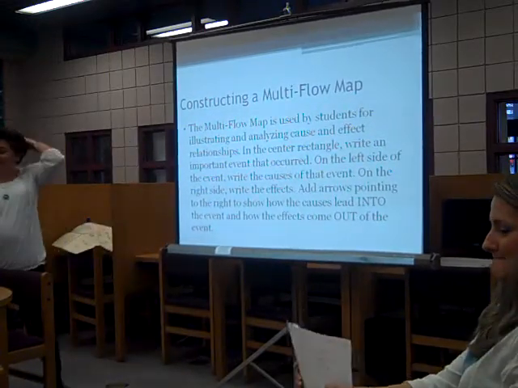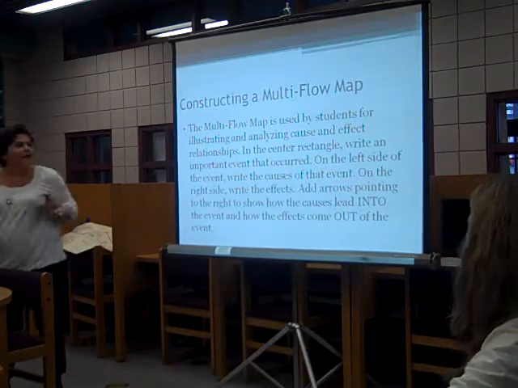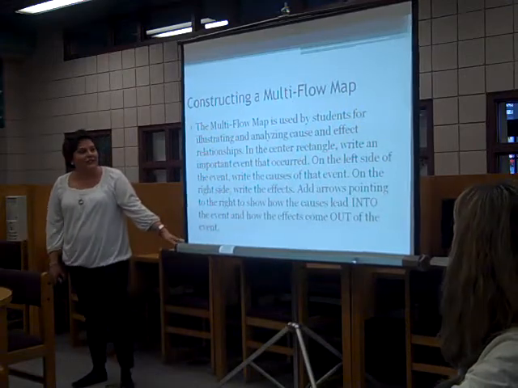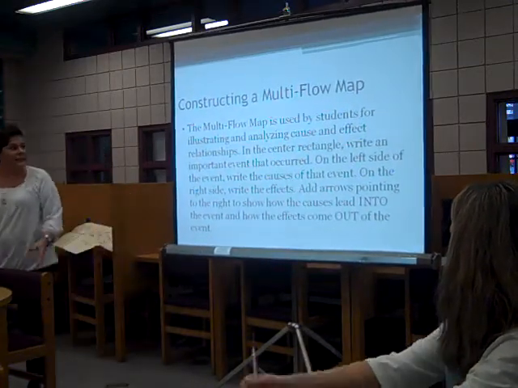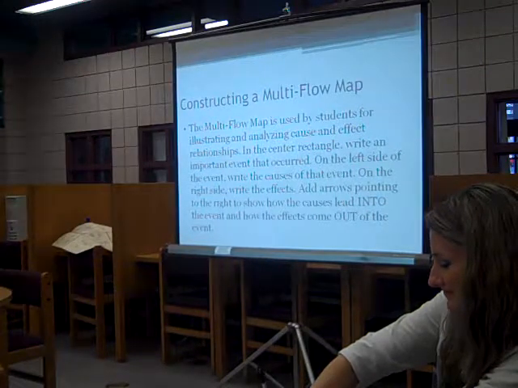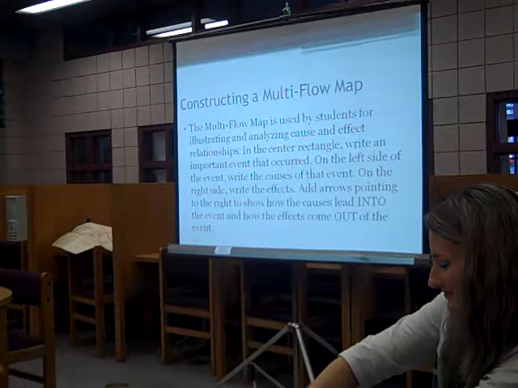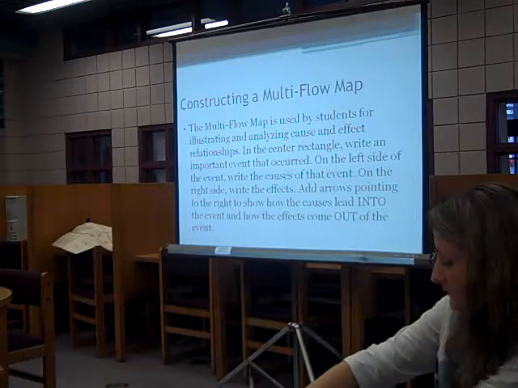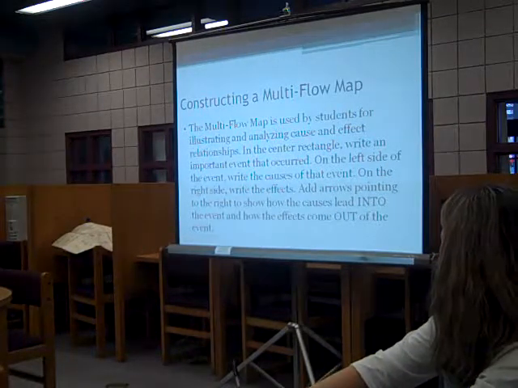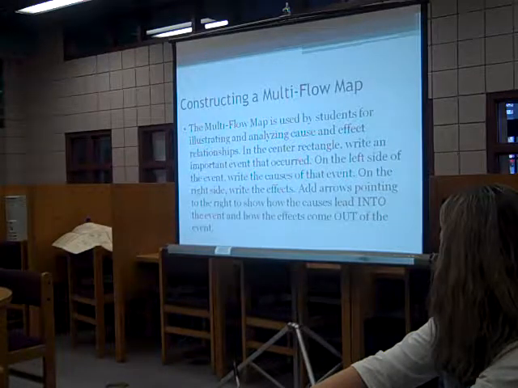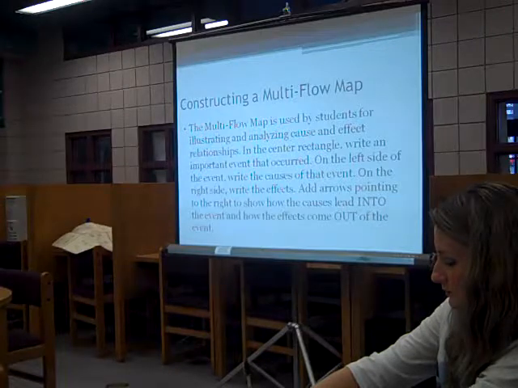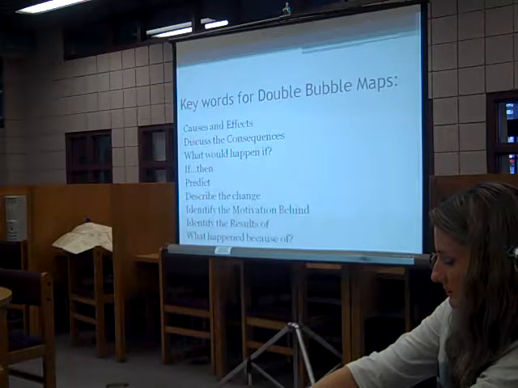Okay, I'll show ya. Constructing a multi-flow map. The multi-flow map is used by students for illustrating and analyzing cause and effect relationships. In the center rectangle, write an important event that occurred. On the left side of this event, you're going to write the causes, and on the right side, you're going to write the effects. And then you're going to add arrows pointing up.